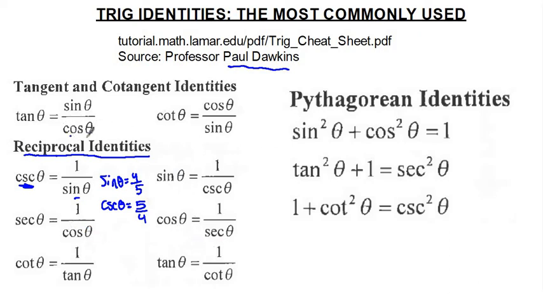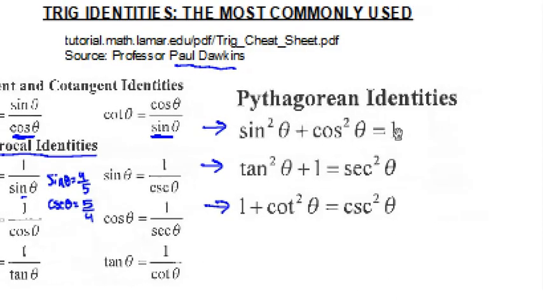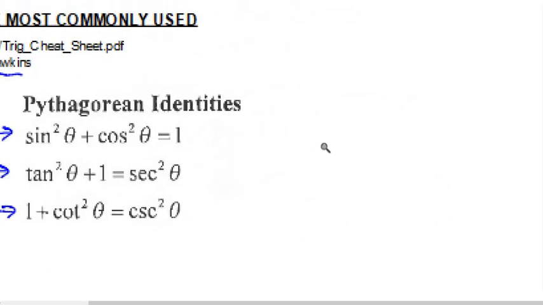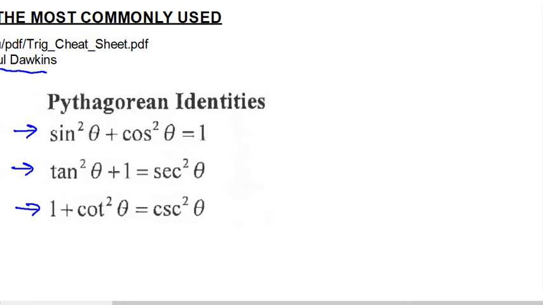Tangent is also sine over cosine. Since cotangent is the reciprocal, that means it's cosine over sine. And then these three right here are maybe the most important ones. Those are called the Pythagorean identities. So before we get into actually doing examples, I want to prove these three to you right now. Let's prove why these are true.